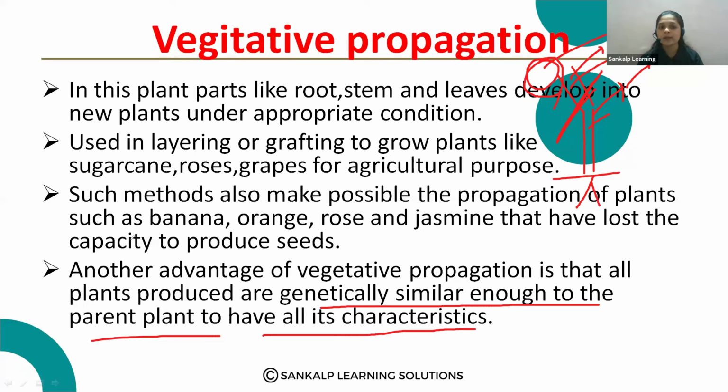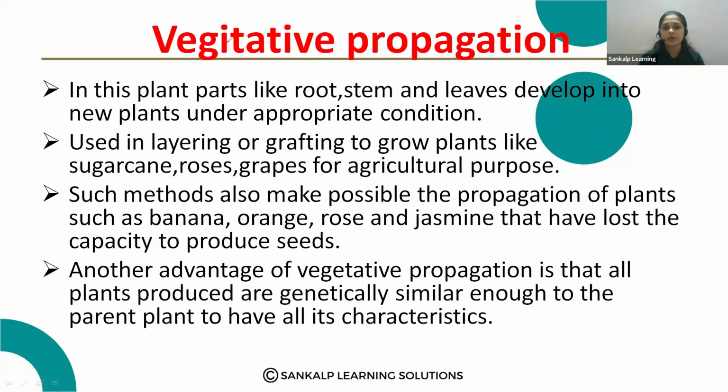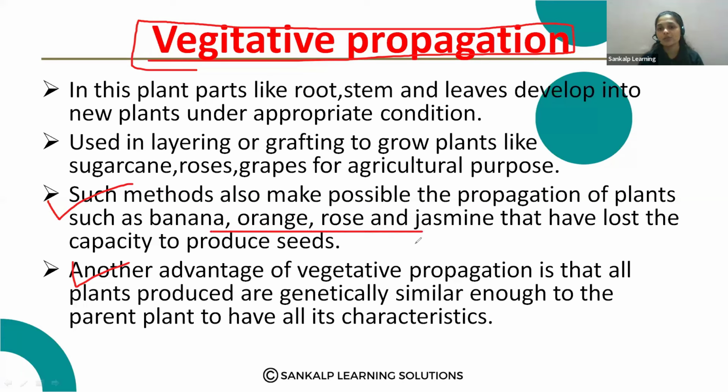If they ask the question, what is the use of vegetative propagation? What is the importance of vegetative propagation? You should write both. So that it is able to produce new individuals that are genetically similar plants, and that will be helpful for the production of new individuals by the stem, roots and leaves. So the plants which lost the capacity of seed production. So this is the very important point.